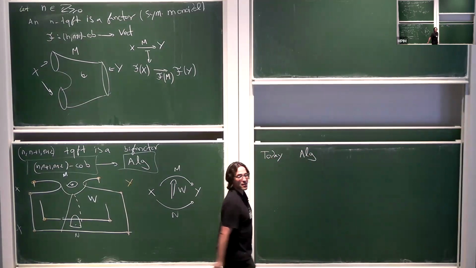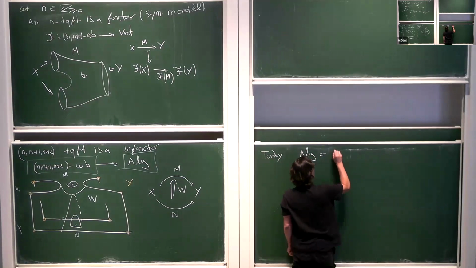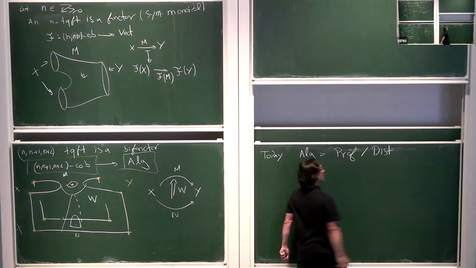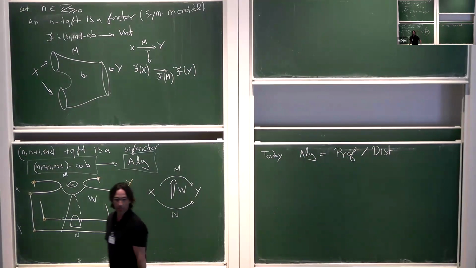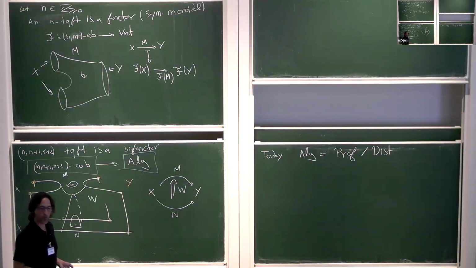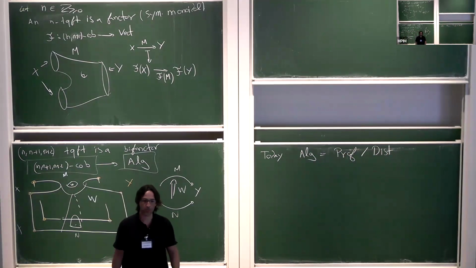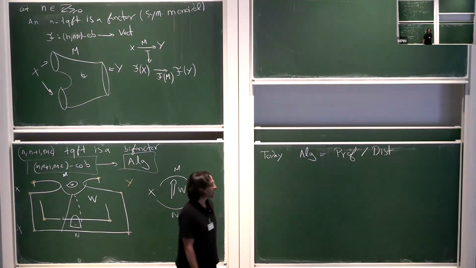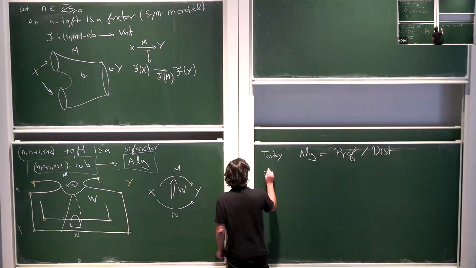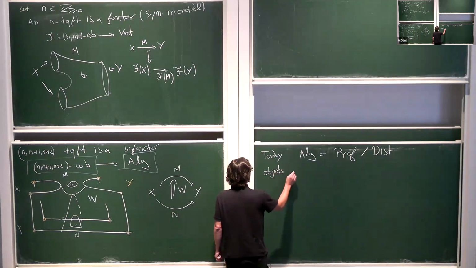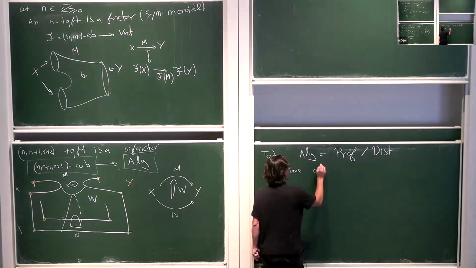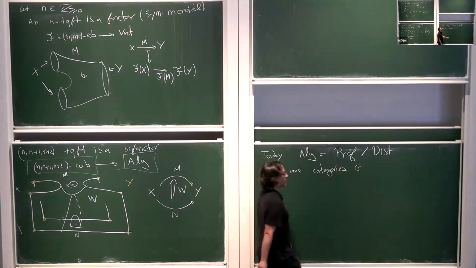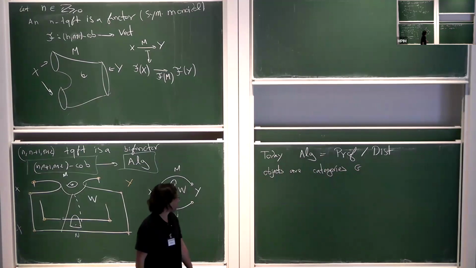Today, this bicategory is going to be Prof, the bicategory of categories, profunctors, and natural transformations between profunctors, albeit everything over Vect. Let me quickly explain what this is. So objects are categories, usually written as G, H, etc.